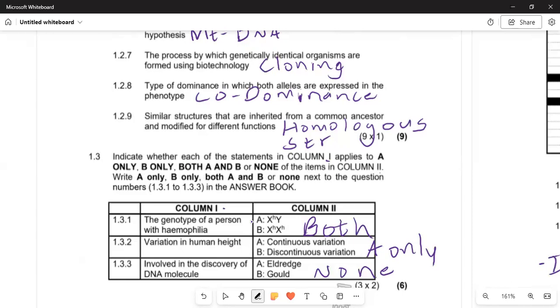And then in 1.3.1, without wasting any time, we are saying that the gene of a person with hemophilia, the blood disorder hemophilia, is correct. The X superscript H and the XX with the superscript H, the presence of hemophilia is there. And then we are saying that is both. And then in 1.3.2, the variation in human height is called continuous variation. It is not discontinuous, so therefore it's A only. Moving on to 1.3.3, it is involved in the discovery of the DNA molecule. We can see that none of these did it, therefore we write none.